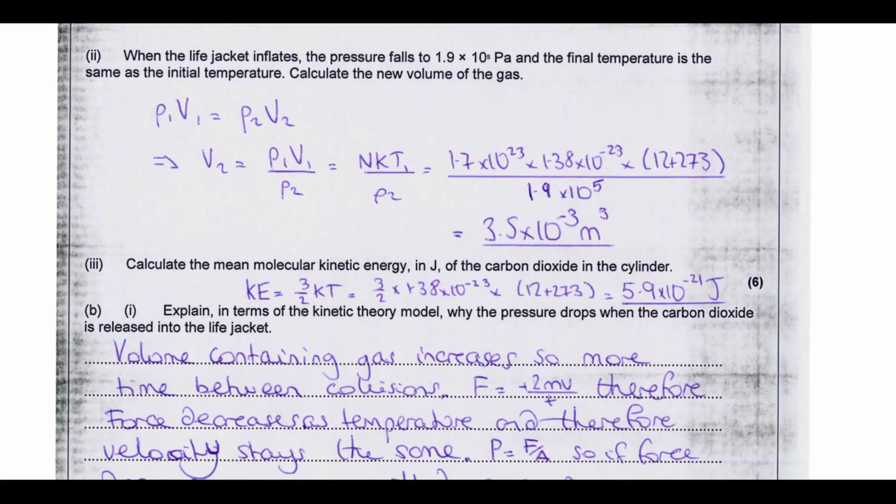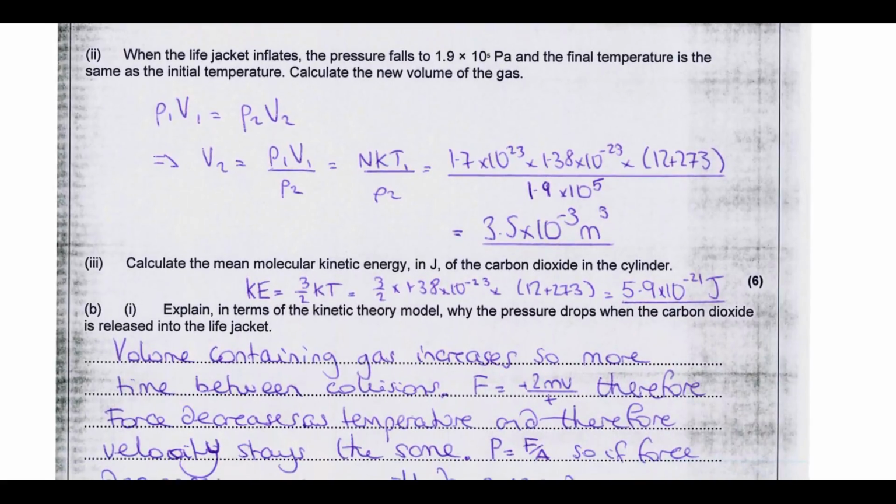So when you actually inflate the life jacket, we've got the pressure falling, but the final temperature is the same as the initial temperature. If the temperatures are the same, you can use this relationship here, because we know PV equals nRT, and if T is a constant, n is a constant, and R is a constant, we know the PV is going to be a constant, so we can get this relationship here. We know this P1V1 was equal to this one, so I've put that in there straight away, so we're not using rounded values from the previous answer. Plugged in the numbers here, and we end up with this value here. This is a new volume of gas, so it's expanded into a bigger volume.